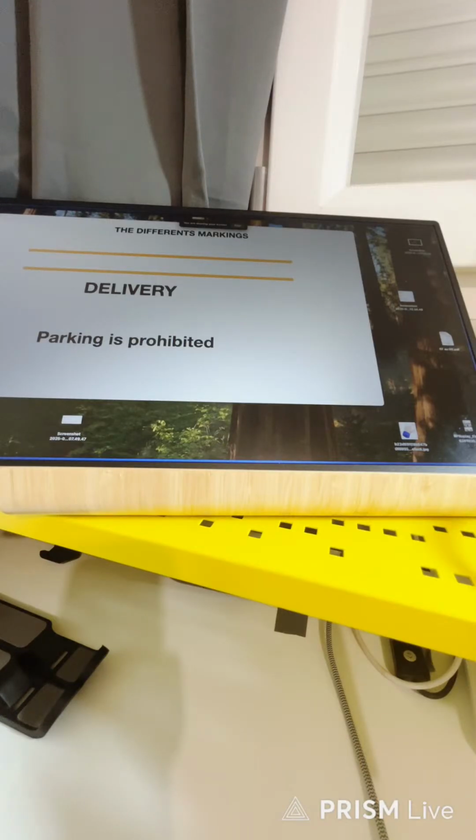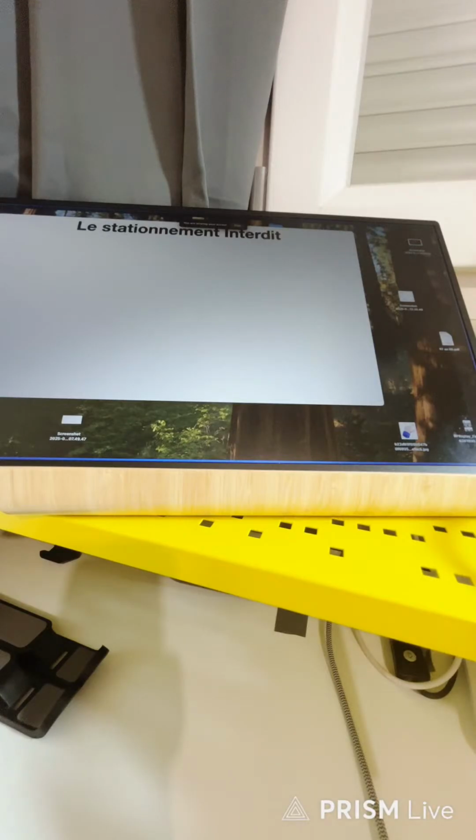Okay, then we are going to talk about different types of stationnement. Please, 1 minute.